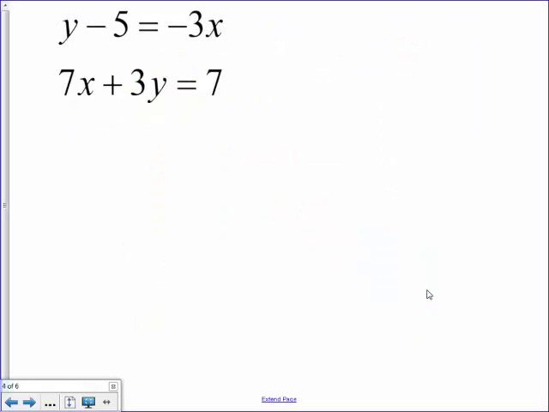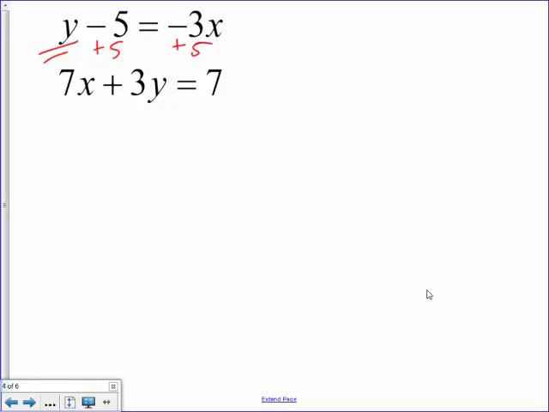What about this next one? Would it be better for substitution or elimination? You know, you could probably go either route, but substitution would be easier. And why? Well, this y over here doesn't have a coefficient in front, or really a coefficient of 1. But I still have to get the y by itself. So what I need to do is add the 5 over to the other side to get the y by itself.